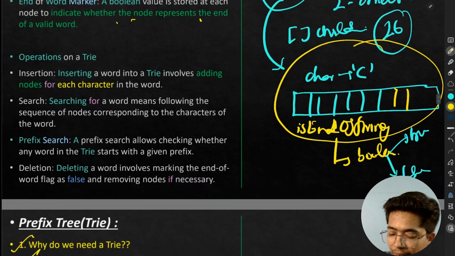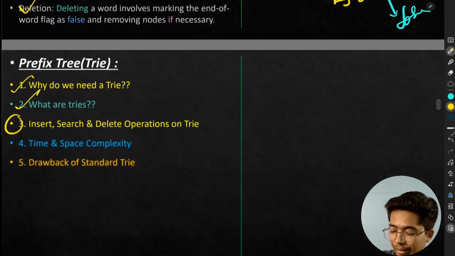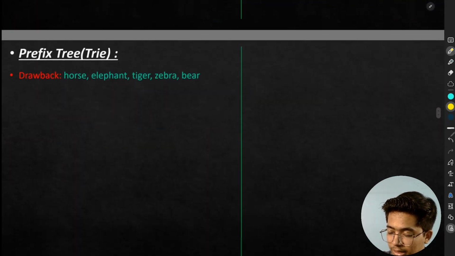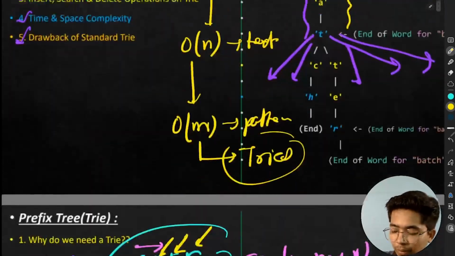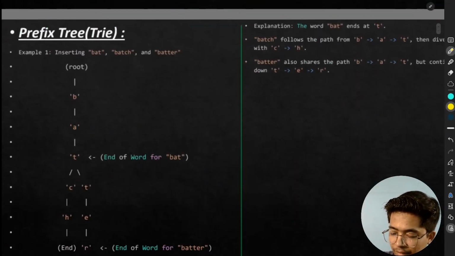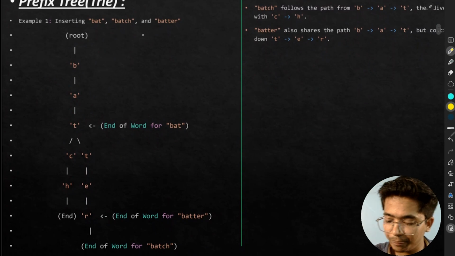Okay, so operations on a trie. Insertion. We will be observing the insertion operation, how the elements are inserted, first theoretically, then we will observe in the code. Search operations, prefix search and deletion. First let's move to the above, where we already have one example. Look at this prefix tree. Here we are inserting bad, batch, better. Try to observe it.